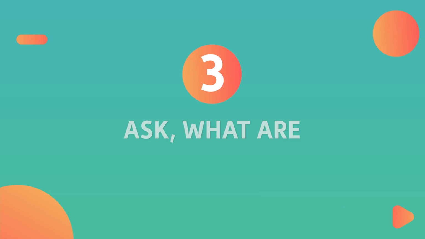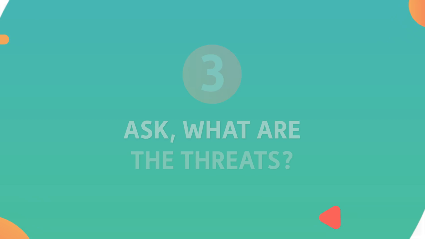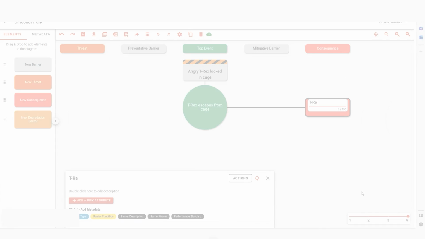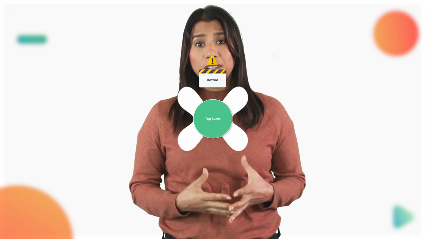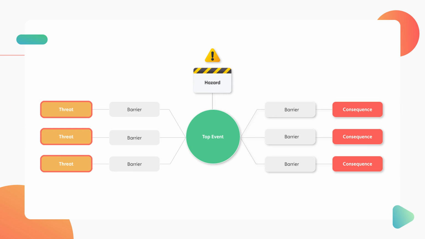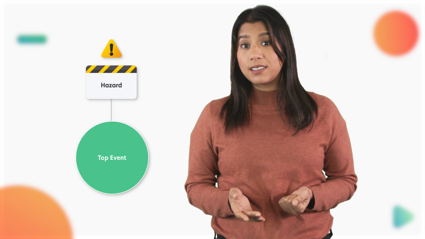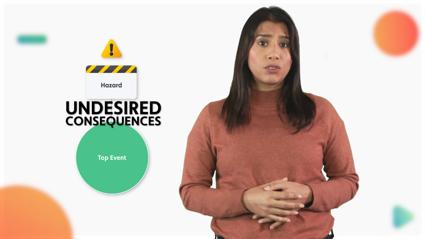Step 3, ask, what are the threats? Moving on to step 3, we examine the threats. At this point, we've covered the top event and its potential consequences. The next critical element is identifying the threats. These are the factors that could lead to a loss of control over the hazard, thus triggering the top event and resulting in undesired consequences.